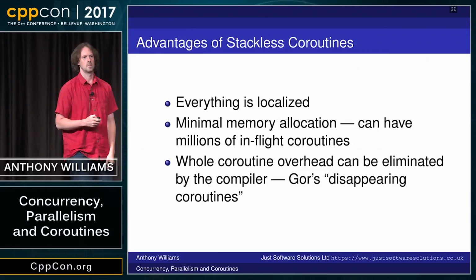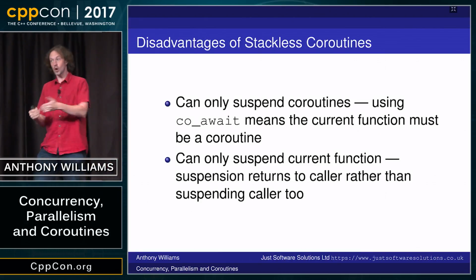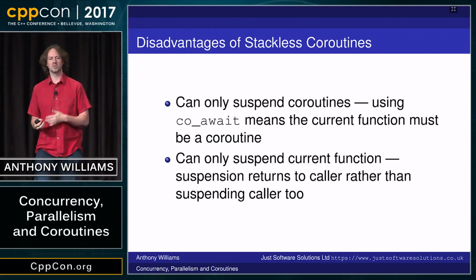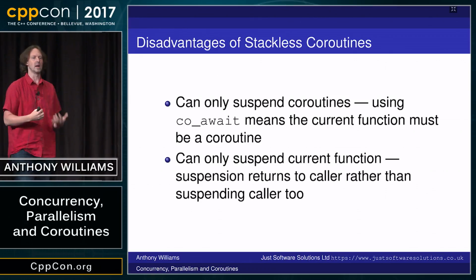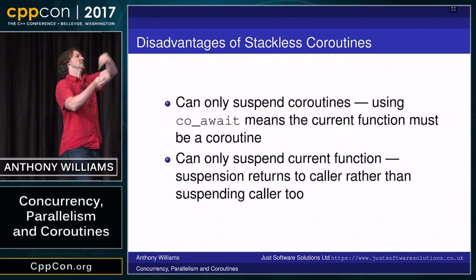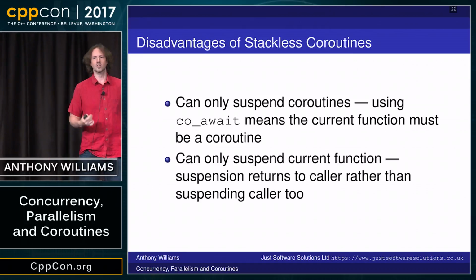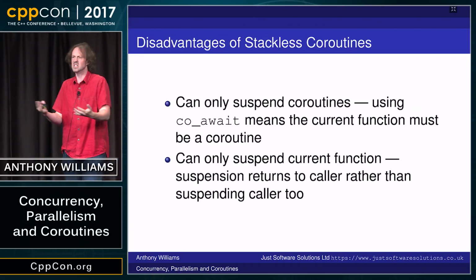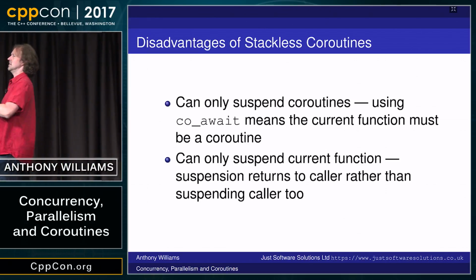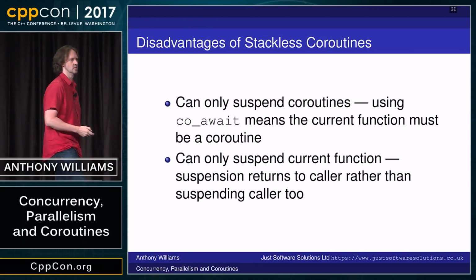There are disadvantages. It does mean you can only suspend the current coroutine. You can't suspend the entire stack. When you use co_await to suspend your coroutine, it means that only the current function suspends and the call is immediately returned to the caller, which can have knock-on consequences about the way that you structure your code. So you need to be aware of that. In some cases, it's not what you would ideally have chosen, but there are ways around it, and you have to design your code with that in mind.